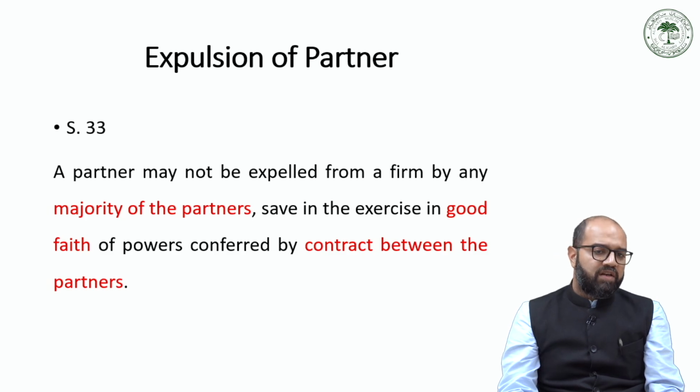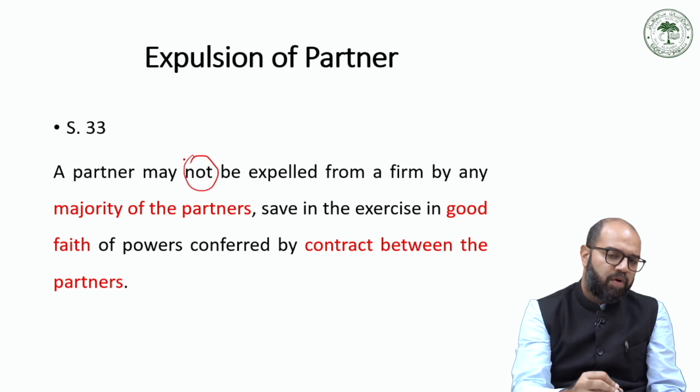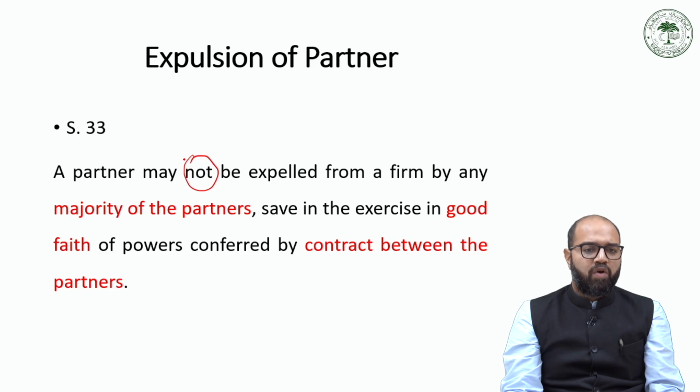So section 33 reads, a partner may not be expelled. The word not here is important. A partner may not be expelled from a firm by any majority of the partners except in exercise in good faith of powers conferred by contract between the partners.